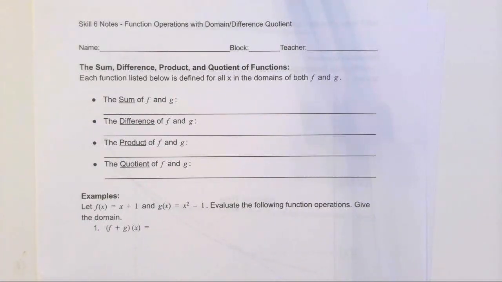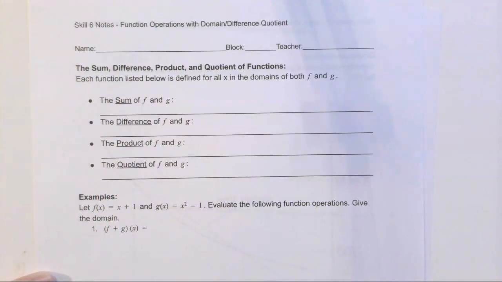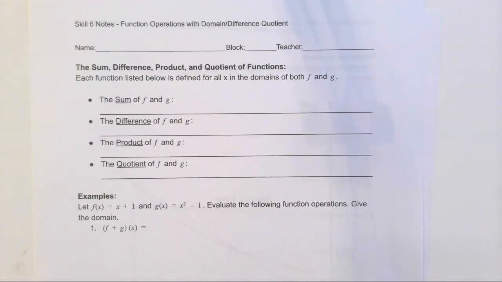Today we're going to do skill 6, function operations. Alright, so first things first, let's learn about some vocabulary together. When I say the sum, difference, product, and quotient, do you know what those are? Hopefully, yes, you do know what those are.